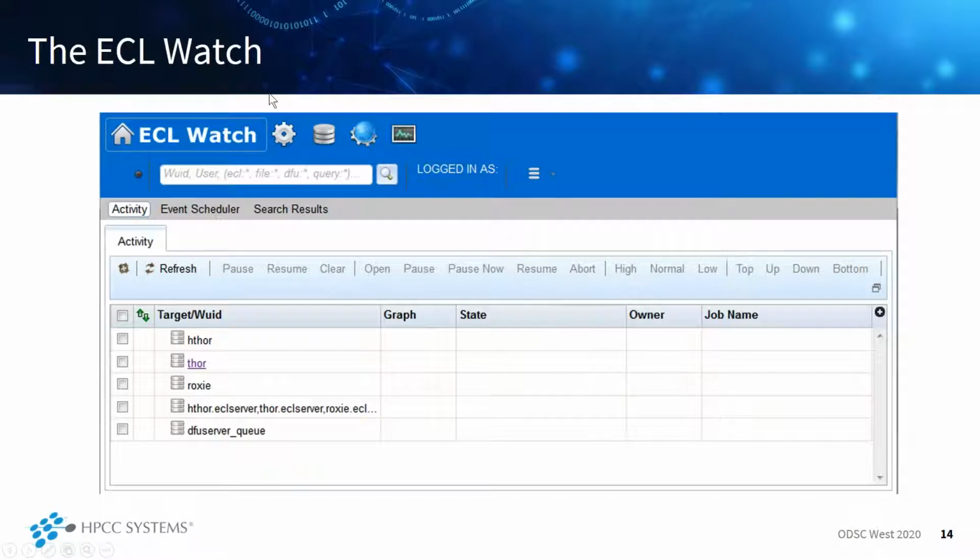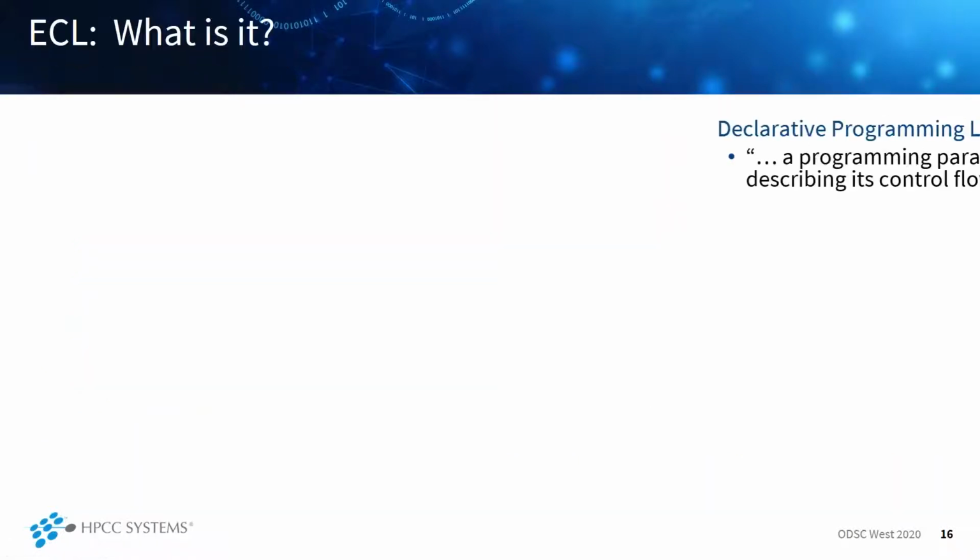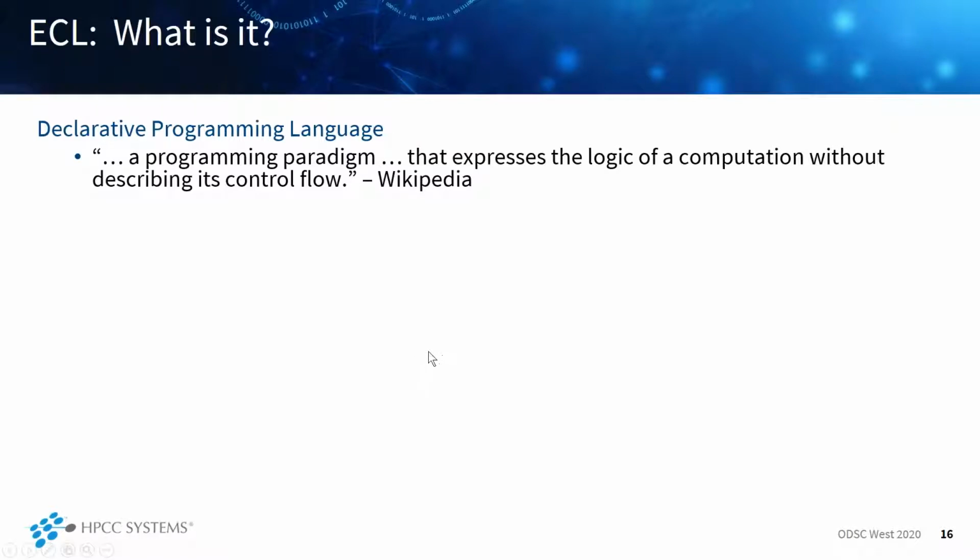Also, we have our ECL Watch. This is a web service. Any browser can load the ECL Watch, and the ECL Watch gives you all kinds of information like cluster status, job information, scheduling, security. You always use the base IP address of the cluster followed by the 8010 port if it's not SSL, or the 18010 port if it is SSL. Again, Hugo will demonstrate that to you in his session. So now let's talk about ECL.